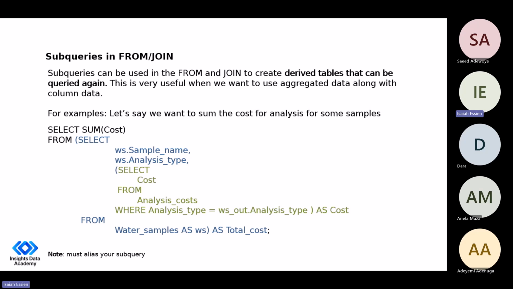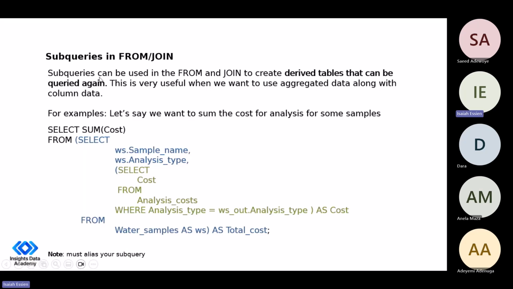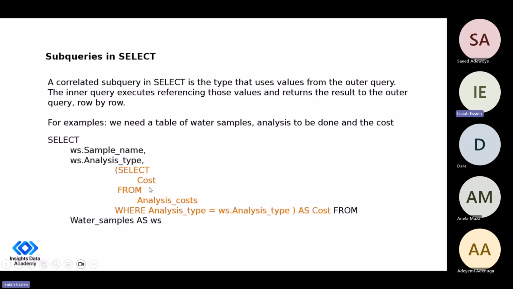Now let's talk about subqueries in from and join. I think that's the last one. Subqueries can be used in the from and join to create derived tables that can be queried again. This is very useful when we want to use aggregated data along with long data. Remember that over here, we have this table that contains sample name, analysis type, and the cost.